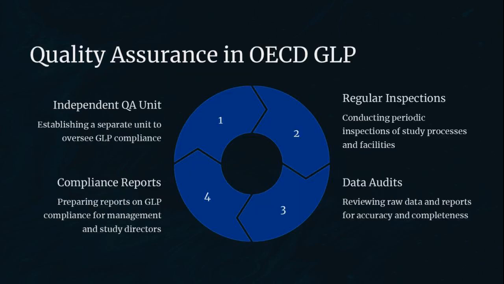Quality assurance in OECD GLP involves establishing an independent QA unit, conducting regular inspections, preparing compliance reports, and performing data audits. The independent QA unit oversees GLP compliance. Regular inspections ensure study processes and facilities meet GLP standards. Compliance reports are prepared for management and study directors. Data audits review raw data and reports for accuracy and completeness.